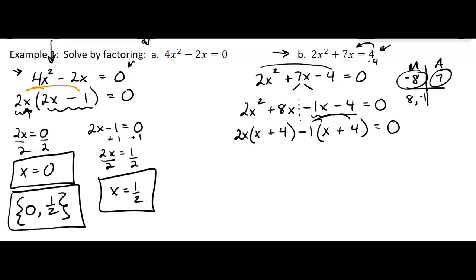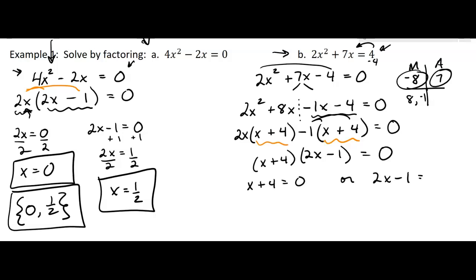Now, it's not factored at this point. Our grouping is working nicely, but it's not done yet. So I want to look to make sure that that binomial is the same, and it is. If it weren't, then I have a problem, but it's the same. So I'm going to have x plus 4 as one factor, and 2x minus 1 as another factor. Hey, we had that factor in the last one, the 2x minus 1. Okay, so we can set those to 0. x plus 4 equals 0, or 2x minus 1 equals 0.